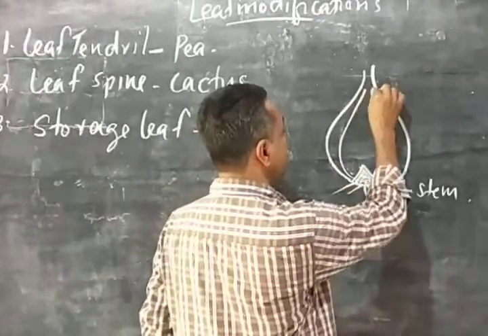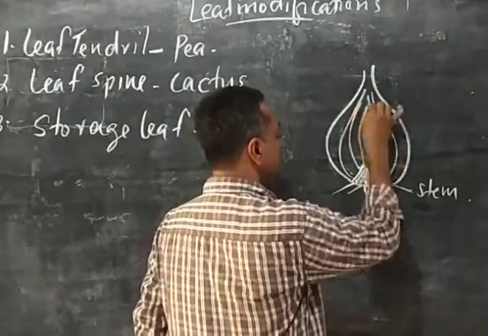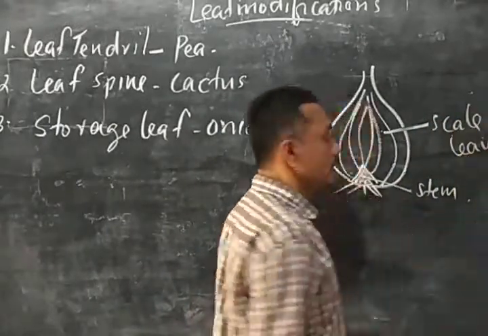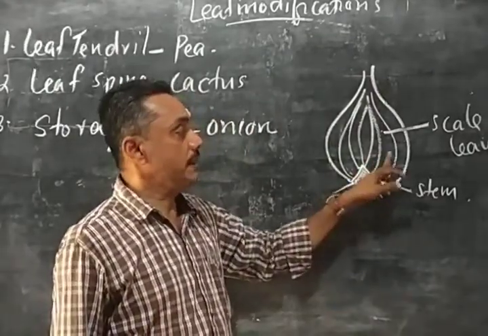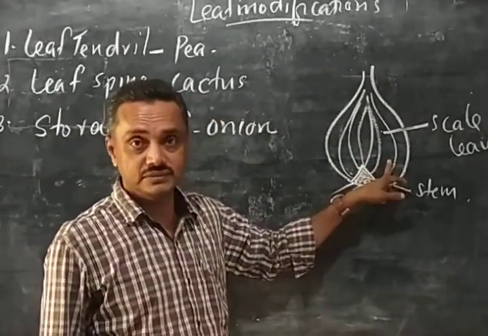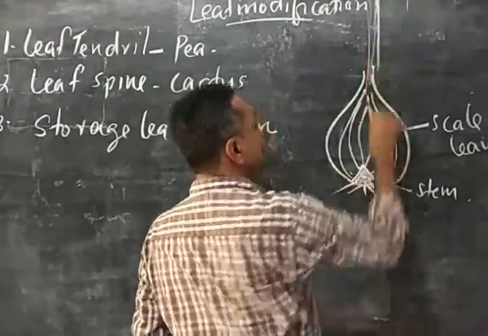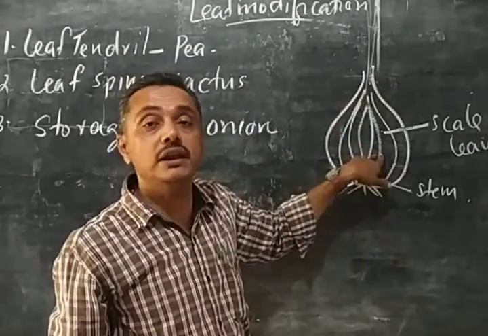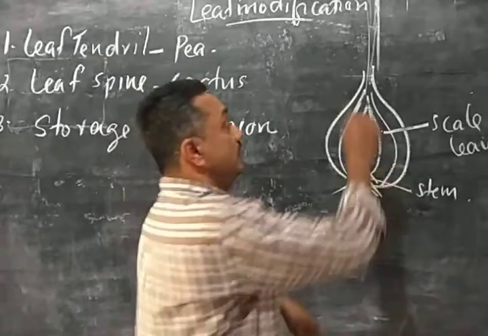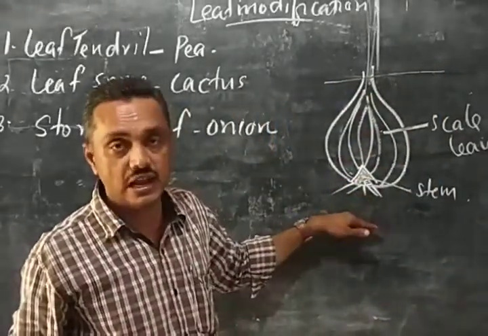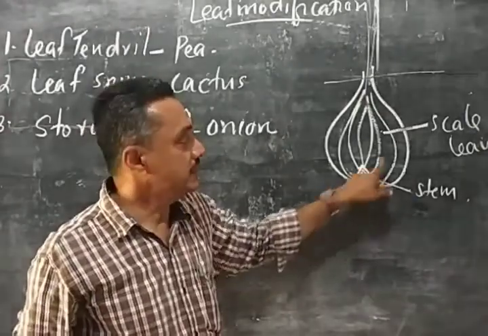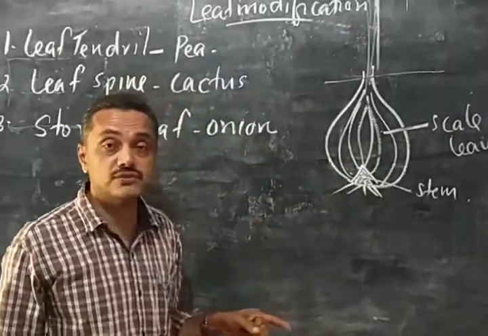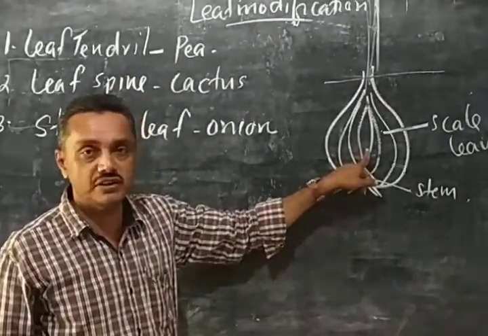The leaves are, let's see, scale leaves. What is the function of scale leaf? Leaves help in the storage of food material. Active leaves come above the soil level. Green leaves. But these are scale leaves. Underground leaves, leaves below the soil level, are called scale leaves. And this is the stem. The scale leaves store food material. So this is called storage leaf. For the purpose of storage of food material, we use this as food material.